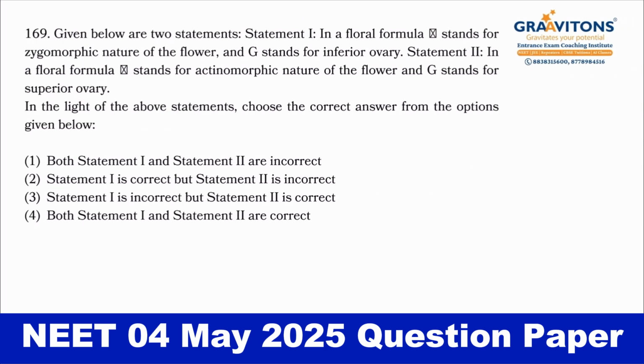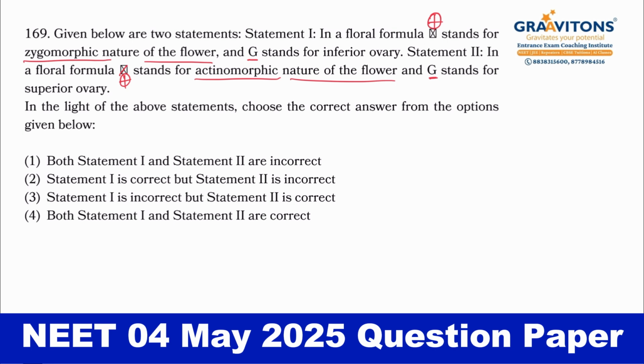The next question, number 169. Given below are two statements. Statement 1: in the floral formula, the symbol given in our question stands for zygomorphic nature of the flower, and G with an underscore stands for inferior ovary. In the second statement, the symbol stands for actinomorphic nature of the flower, and G with an underscore stands for superior ovary. Both statements differ only in the symbols.